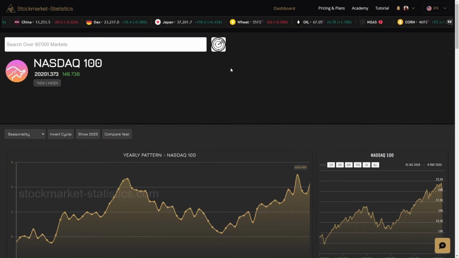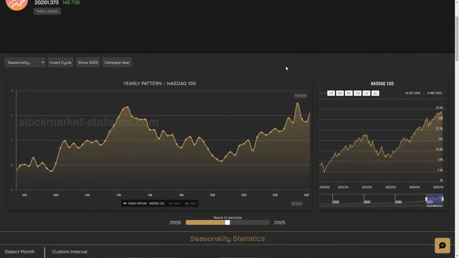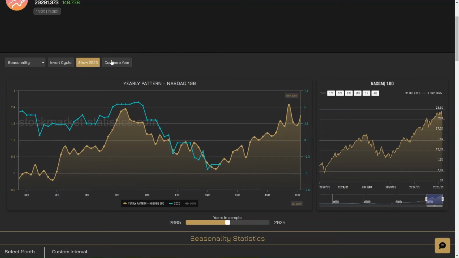Now, let's look at something even more interesting. We import the NASDAQ chart and analyze its trend. We reduce the sample years to observe the average trend over the last 20 years. Now, by clicking this button, the dashboard inserts the NASDAQ's performance for the current year. This blue curve updates automatically every day.